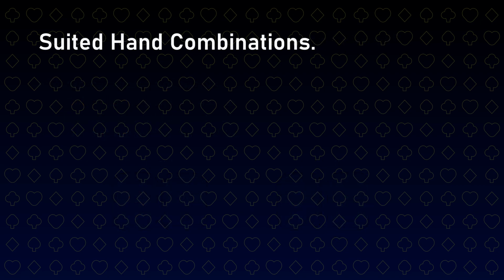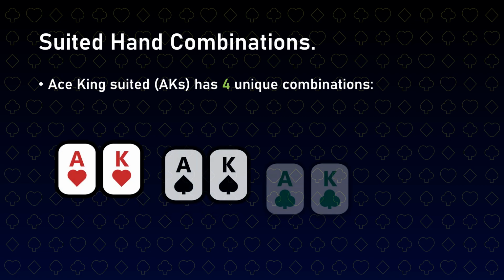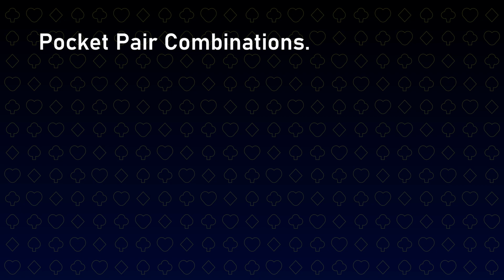Let's now visualize what these combinations look like. Let's say we are dealt ace-king suited, one of the strongest starting hands in poker. Here are what all the combinations available of this hand look like. As we can see, there are only 4 different combinations of ace-king suited that we can possibly be dealt whilst playing no-limit hold'em.